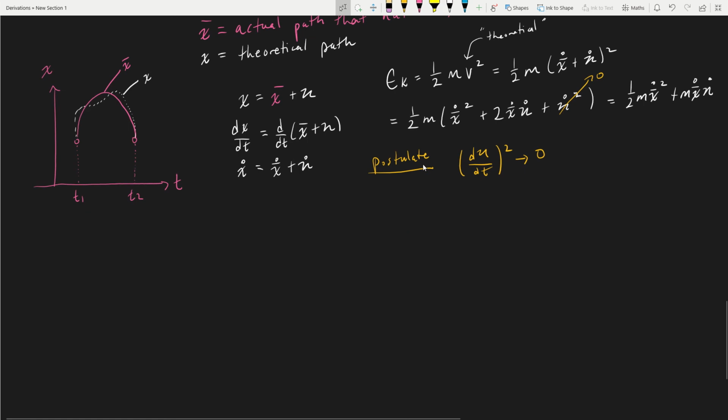I said in the last video we don't know anything about potential energy, and it's true, we don't really. But if you have potential energy, it's called EP, and I'm asking what is the potential energy of this theoretical flight path?